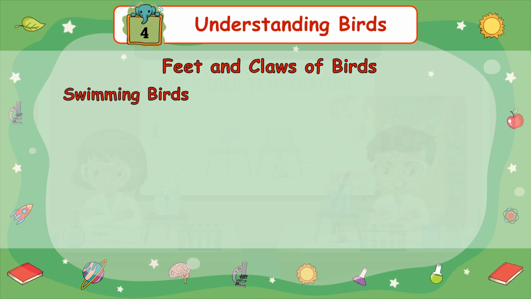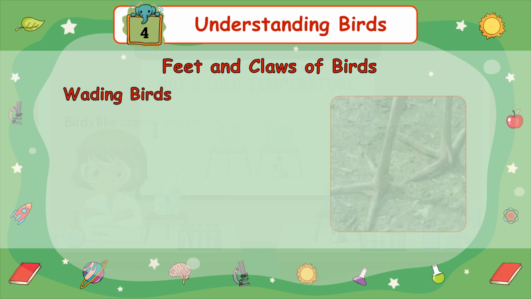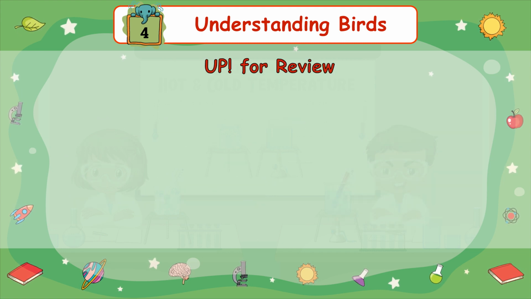Swimming birds. Birds like ducks and swans have 3 toes in the front and one at the back. The front toes are joined by the skin, forming a web. The webbed feet help these birds to push water back while swimming. Wading birds. Birds like cranes and herons have thin, long legs with wide spreading toes. Their toes help them to stand on the soft mud without sinking, and long legs help them to walk without getting their feathers wet.